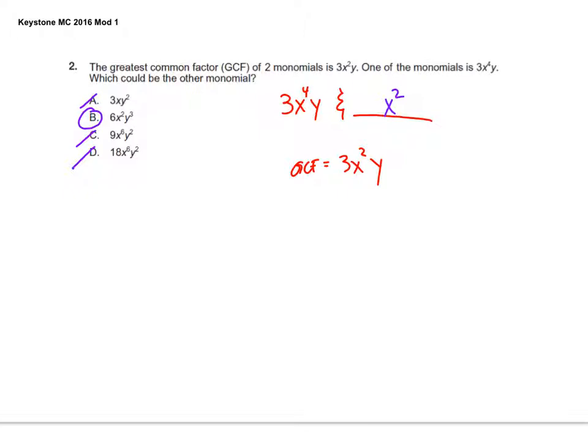Breaking this down, I know one of the monomials was 3x to the fourth y, and I know what the GCF is. And remember, GCF, that G and the F, think good friends. And good friends have something in common. So at least I know, based on this, that I need to have an x squared in common. So knowing that, I was able to eliminate pretty much everything but B. Final answer.